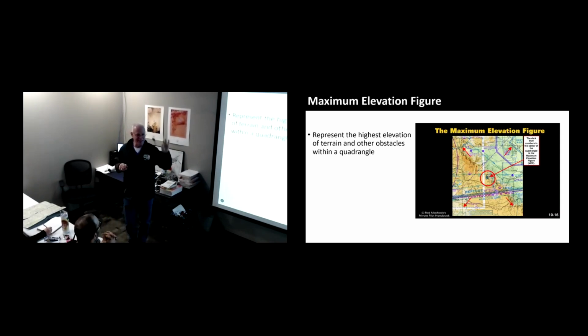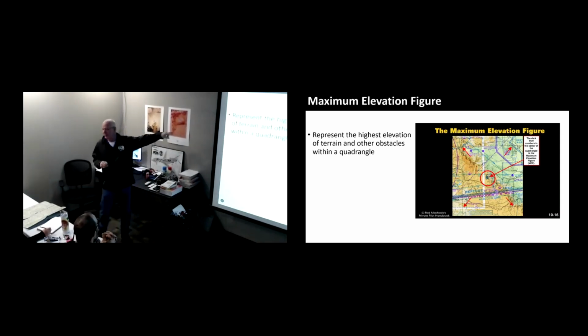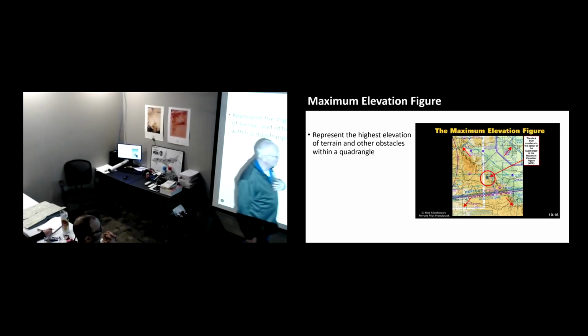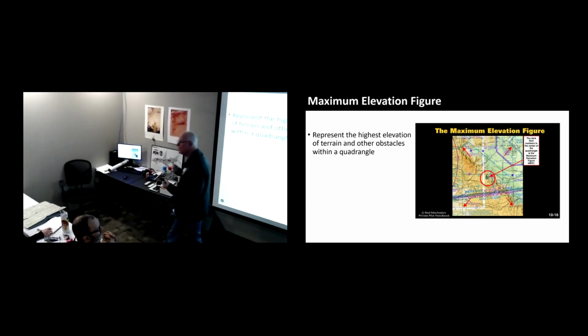Right, remember the critical elevation or the spot elevation was just the terrain. Okay, the maximum elevation figure takes into account not only terrain, but artificial, man-made and natural obstacles that are on that terrain. Okay, so when I'm flying, I always want to make sure I'm flying at an altitude well above that altitude MSL. Okay, because that's the important thing, right?